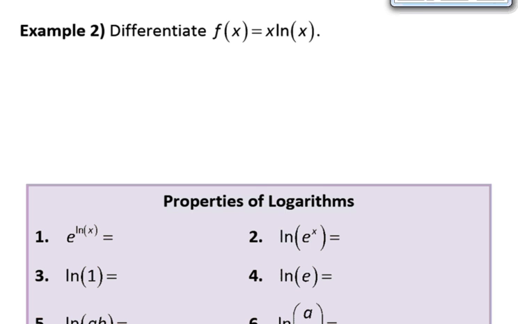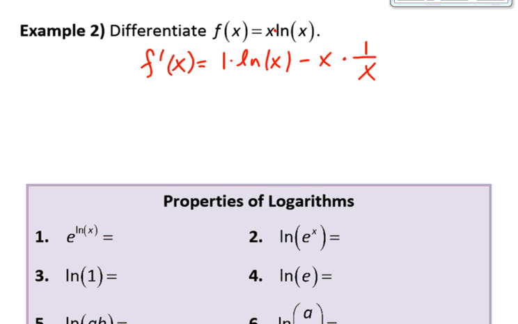Our second example here, we just want to differentiate, and as you can see, this is a product rule of x times natural log of x. So the product rule, just to remind ourselves, because it's been a long time, we've been doing a lot of integration, so we need to remember our derivative rules. Derivative of x is 1 times natural log of x minus x times the derivative of natural log of x. So then that gets us the natural log of x minus 1, and that is our answer.